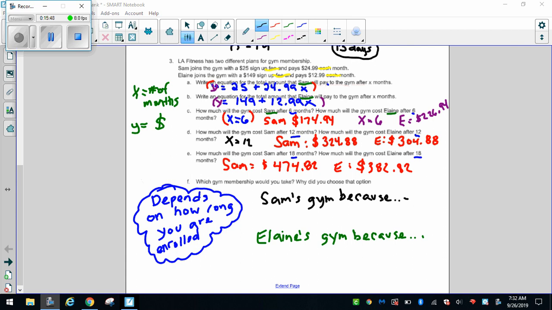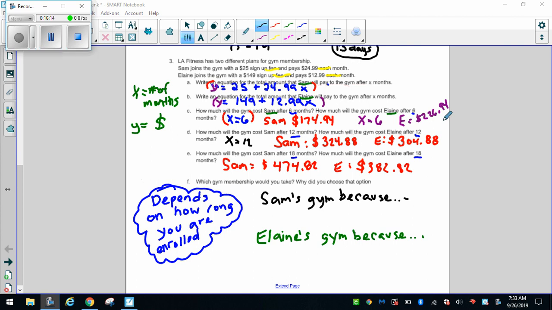So a good starter sentence would be Sam's gym because, and again, it depends on how long you are enrolled in the gym. You might say Sam's gym because I only want to go for about 6 months because I'm trying to get ready for that vacation, and it'll only cost me $174 versus Elaine's $226. Or you could choose Elaine's gym for multiple reasons.